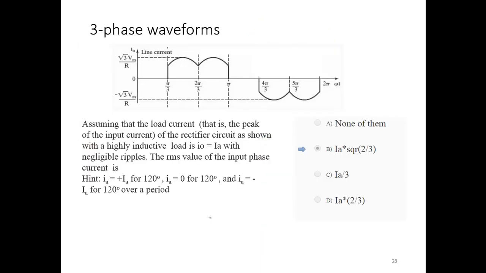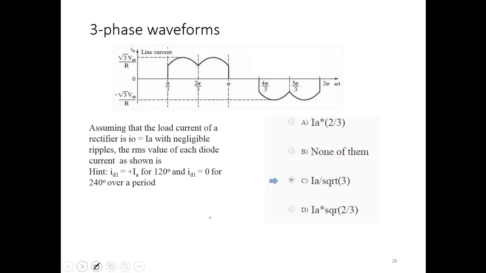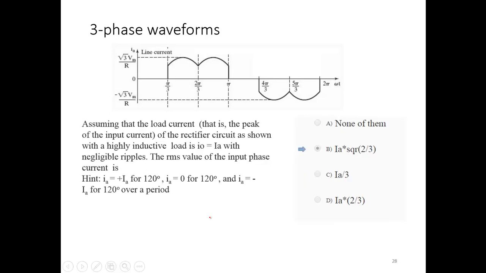Now, this waveform: remember, each diode conducts for 120 degrees, then 0, then 120 degrees, then 0 over a period. You see that this current is 0, then 120 degrees, 0, 120 degrees. The waveform always goes there, and the other one is negative. They ask you the questions and you integrate that value.